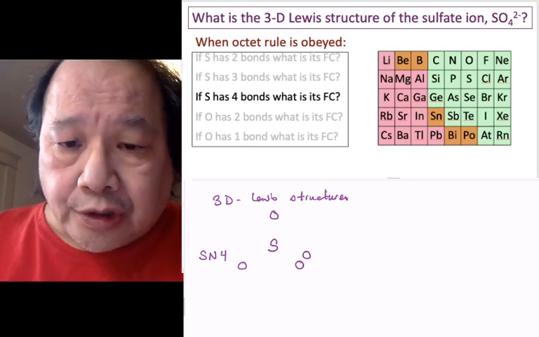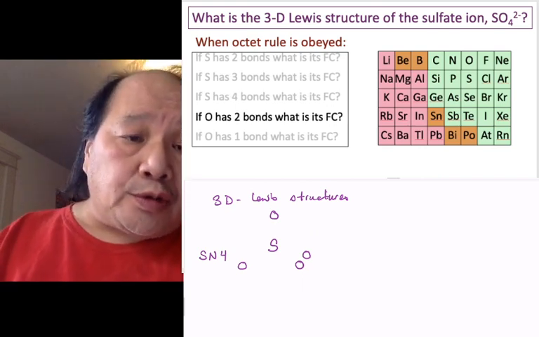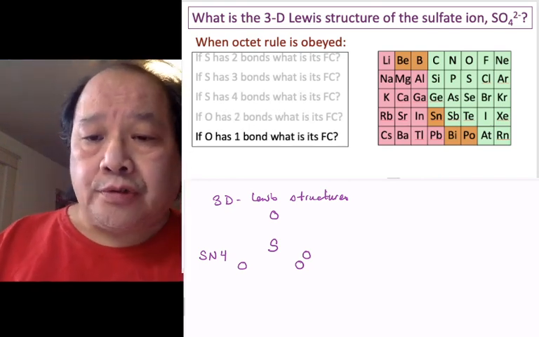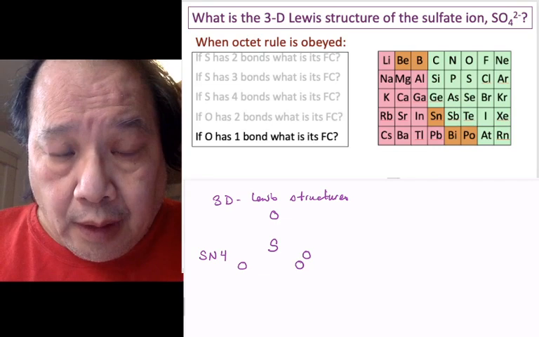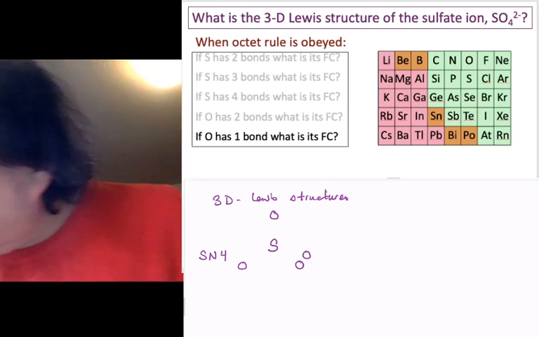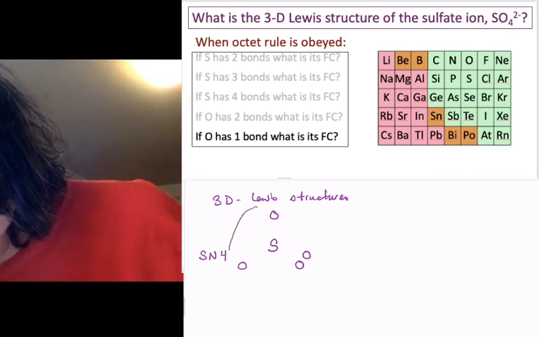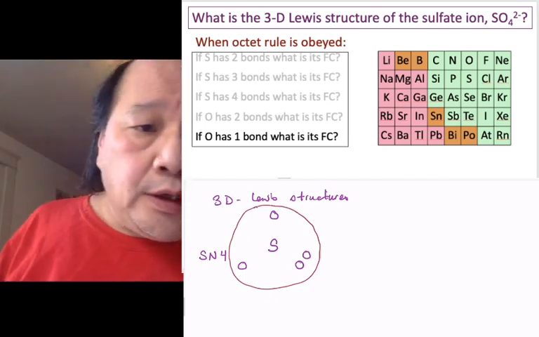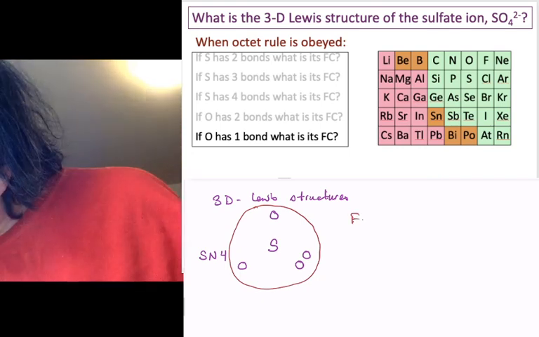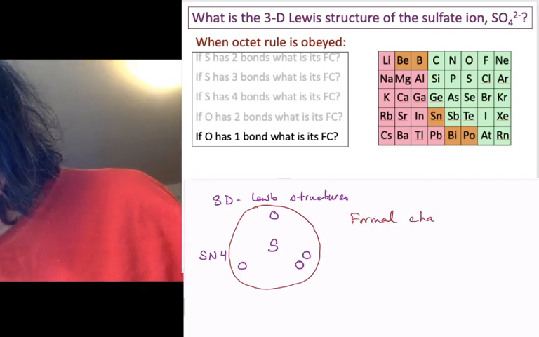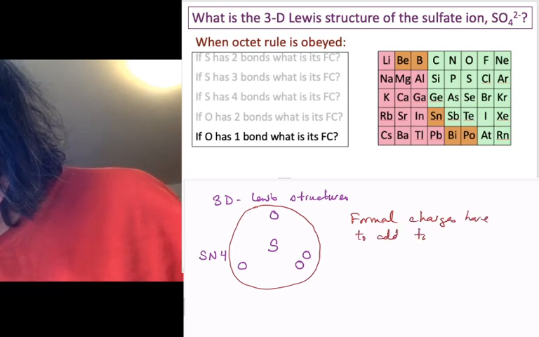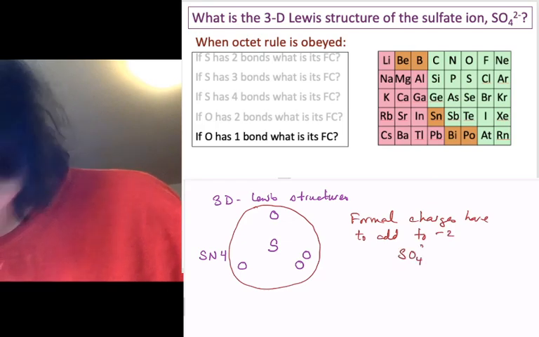Now let's turn to the oxygen. If oxygen has 2 bonds, what's its formal charge? I think you already know the answer. It's neutral. And if oxygen has 1 bond, what's its formal charge? -1. And now we're looking at this picture and trying to figure out how many bonds I should put between the atoms. I need to get the formal charges to add up to what number? Formal charges have to add not to neutral, but to -2, as the ion is SO4 2-.